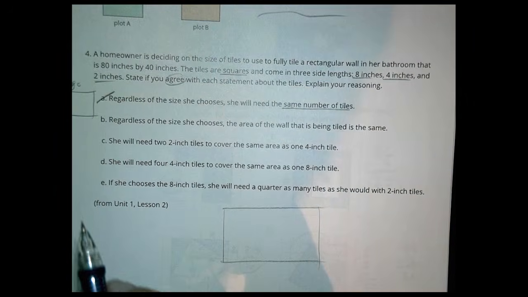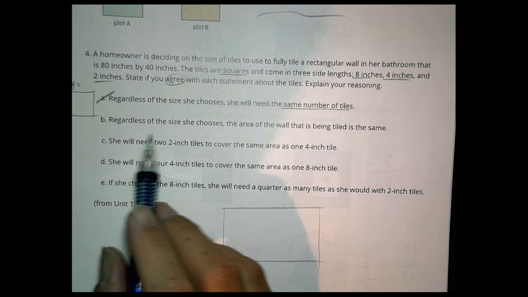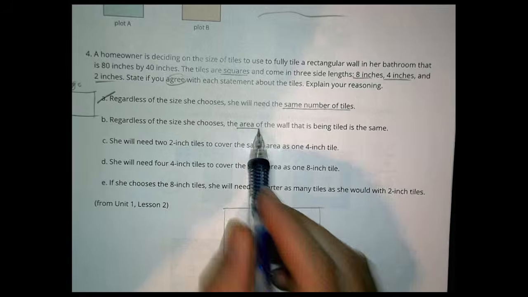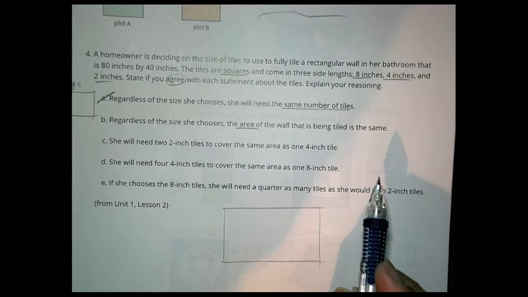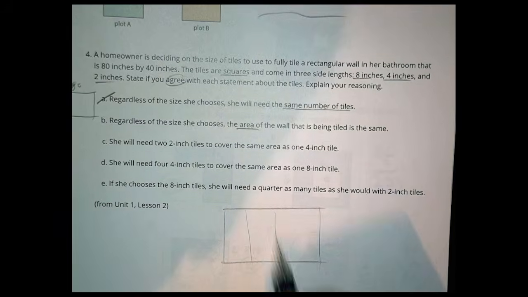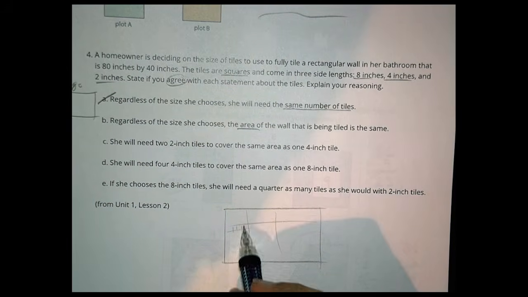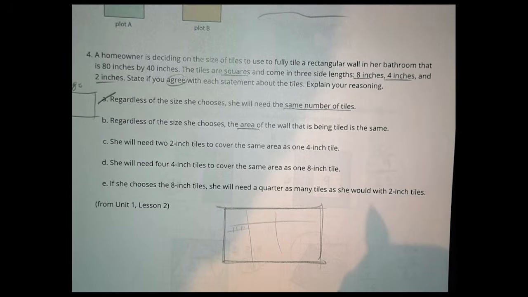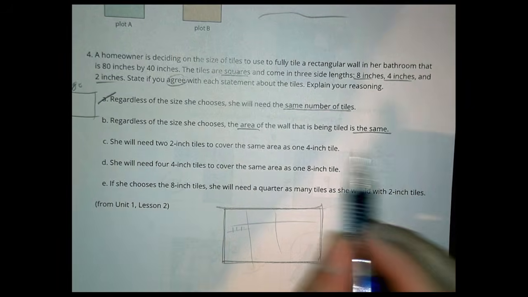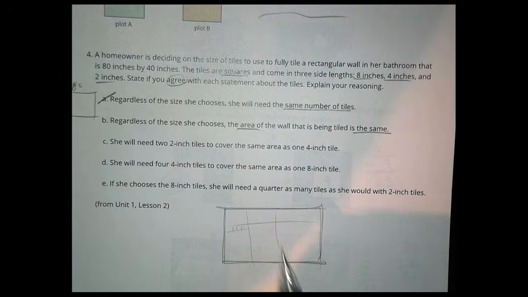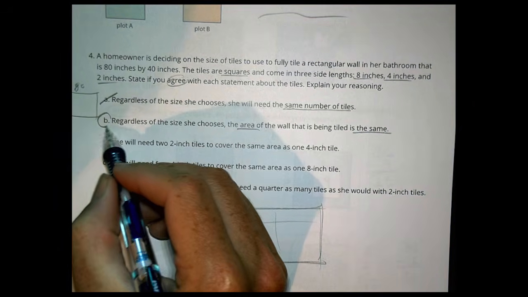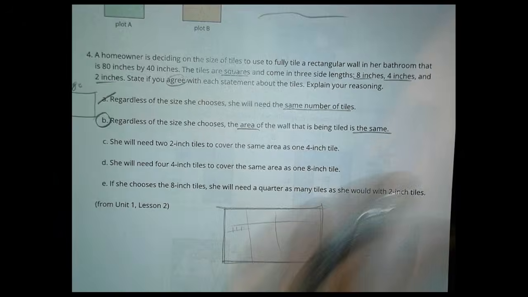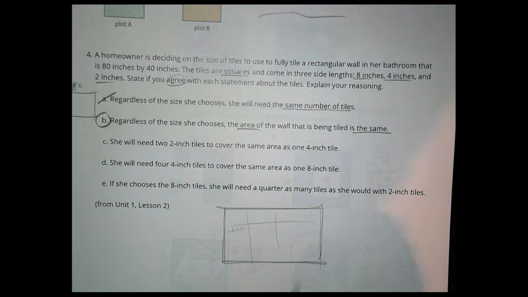That's a false one. Regardless of the size she chooses, the area of the wall that is being tiled is the same. So we're saying, no matter what she decides to put in here, whether it be big ones or little ones or a combination of stuff, does the wall size ever change? No. The wall size stays the same. That's true. She's not changing the wall, she's covering the wall. So that's a true statement. No matter what she puts on it, the wall stays exactly the same, the area stays the same.